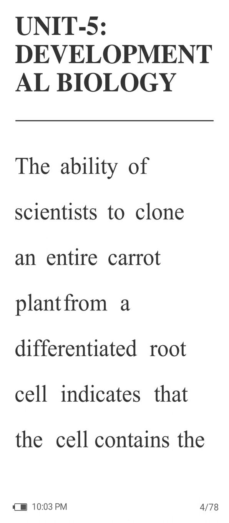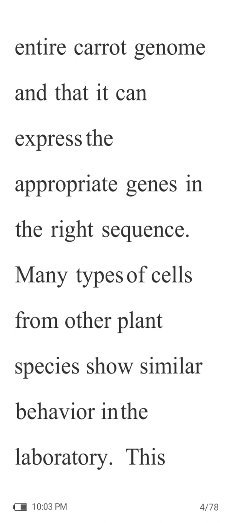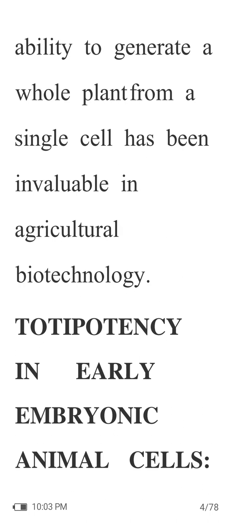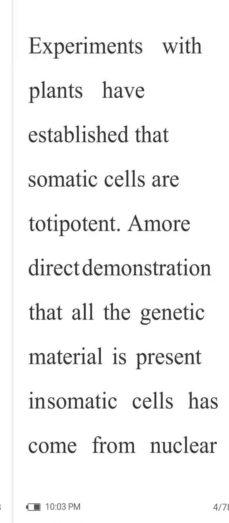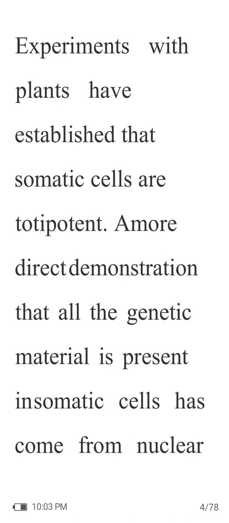totipotency. The ability of scientists to clone an entire carrot plant from a differentiated root cell indicates that the cell contains the entire carrot genome and that it can express the appropriate genes in the right sequence. Many types of cells from other plant species show similar behavior in the laboratory. This ability to generate a whole plant from a single cell has been invaluable in agricultural biotechnology. So, totipotency in early embryonic animal cells: experiments with plants have established that somatic cells are totipotent.